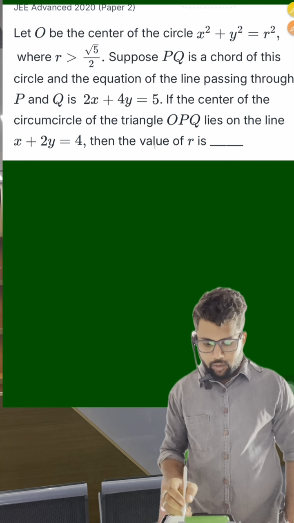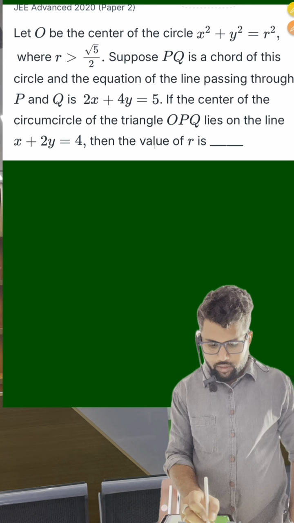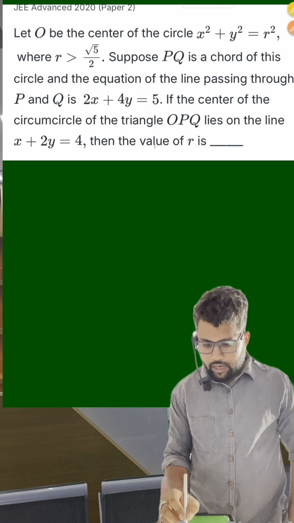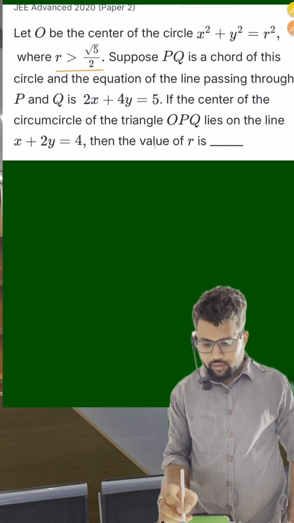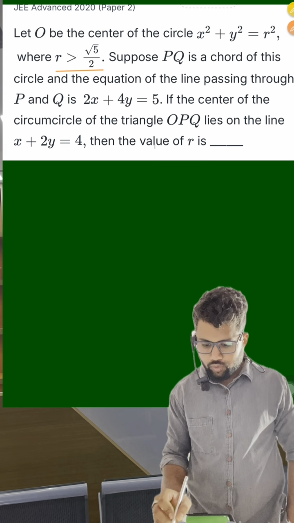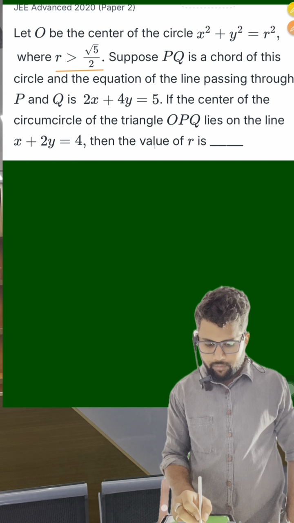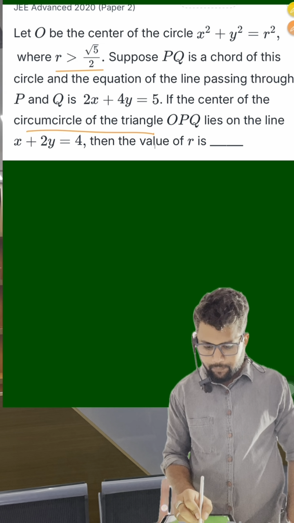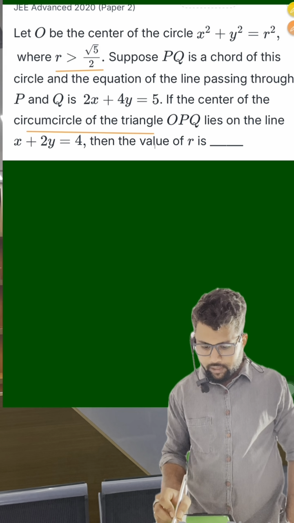O is the center of the circle x square plus y square is equal to r square, and the condition given is that r is always greater than root 5 by 2. Suppose PQ is a chord of the circle, and the equation of the line passing through PQ is 2x plus 4y is equal to 5. If the center of the circumcircle of triangle OPQ lies on the line, then find the value of r.